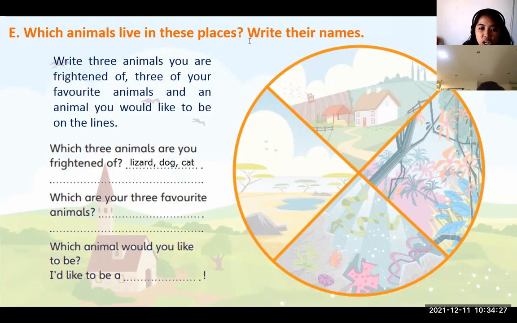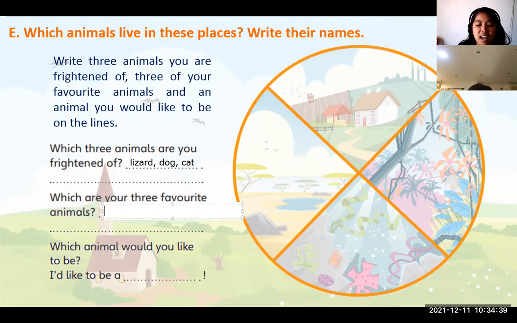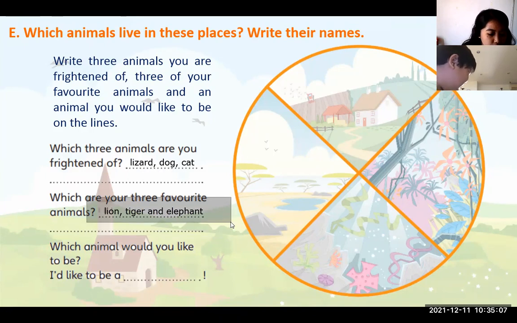Okay, so which are your three favorite animals? A lion, a tiger, and an elephant. Wow. A lion, a tiger, and a dolphin. Very good. Elephant? Yeah, Dumby. Yeah, so all your favorite animals are brave and courageous. Okay, are you not afraid of your favorite animals? I'm not afraid of anything.